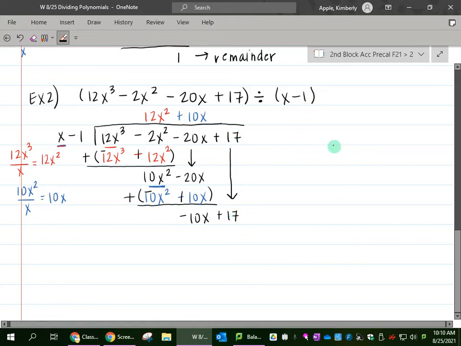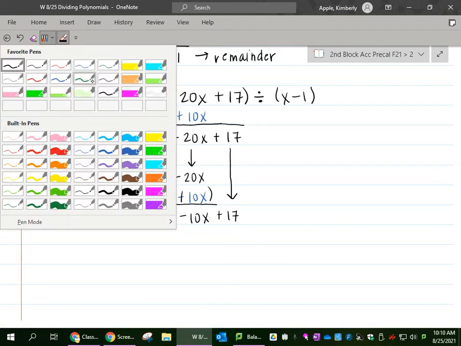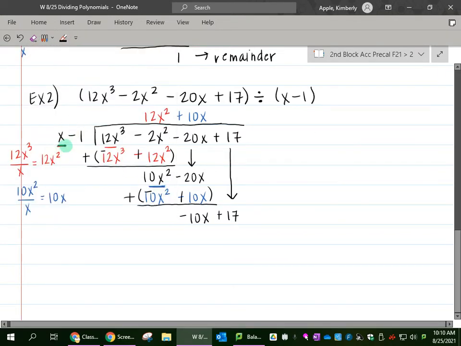So we brought it down, and once we bring it down, the next step is to divide again. I'm going to divide the first thing into the first thing. My scratch work is here, negative 10x divided by x. It's going to be just negative 10. So here will be negative or minus 10. We carry that sign with us, okay? It doesn't just go away.